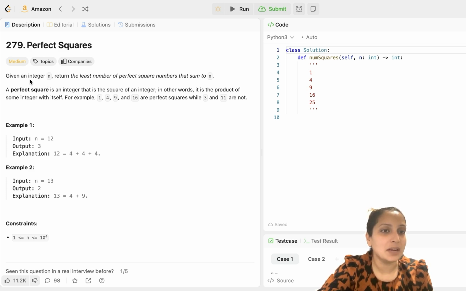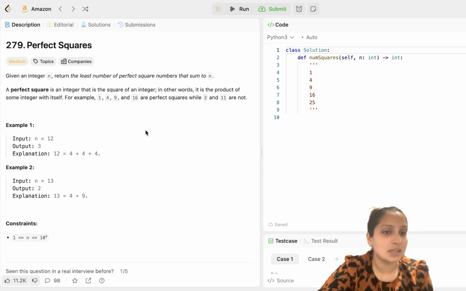You have been given an integer n, which could be any number, and you return the least number of perfect square numbers that sum up to n. A perfect square, if I might remind you, is any integer that is the square of another integer, like 1 is the square of 1, 4 is the square of 2, 9 is the square of 3, 16 is the square of 4, and so on. So these are all perfect squares, while 3 and 11 are not perfect squares.